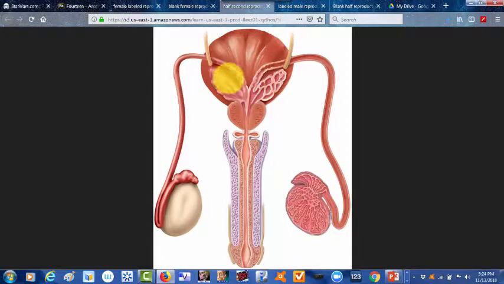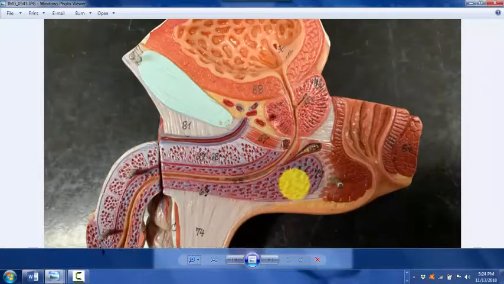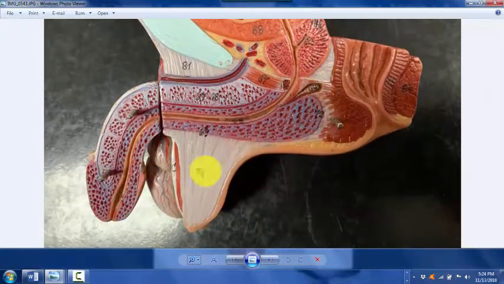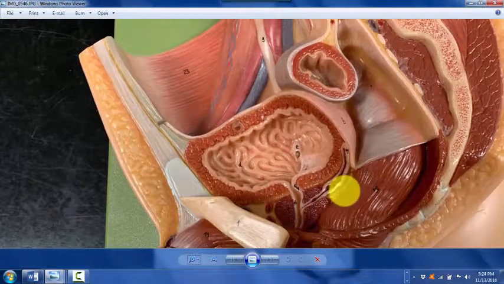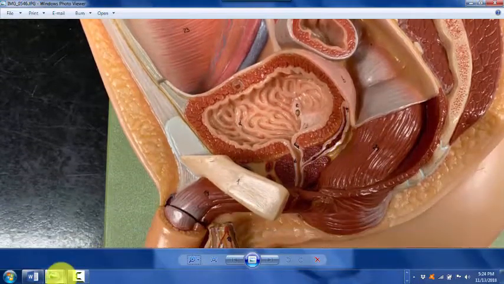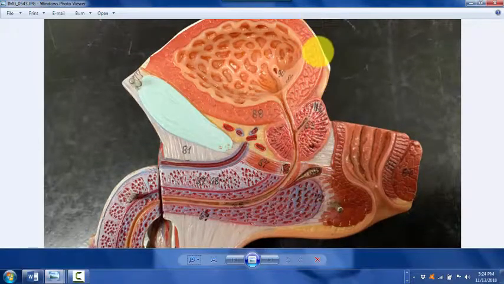The seminal vesicles are back here on the back of the bladder. I'm going to go back to this diagram, and I did that also. I swear, I promise I'm a highly trained professional. Anyway, on the back of the bladder, which would be on the other side, are the seminal vesicles. So that's strike 2. I have to show you that when I get back in class.